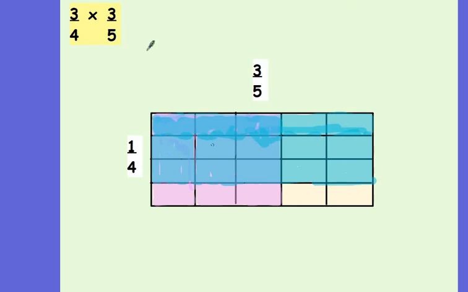And here's the answer. This time I've split it into 20 sections, and the overlap is 1, 2, 3. Sorry, that should be a 3.